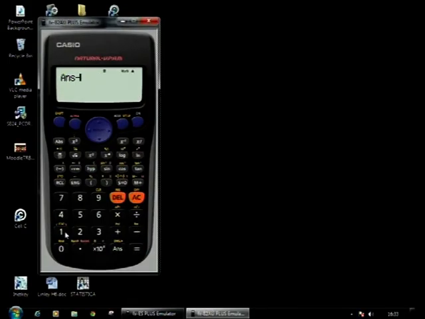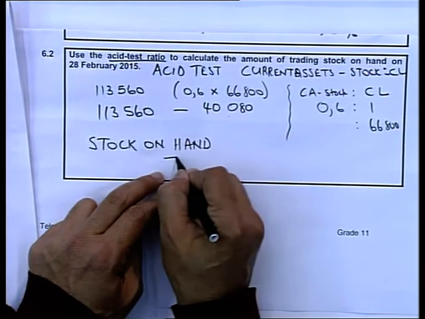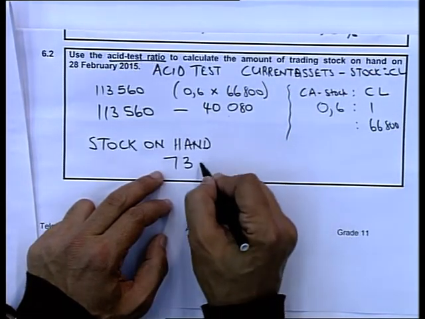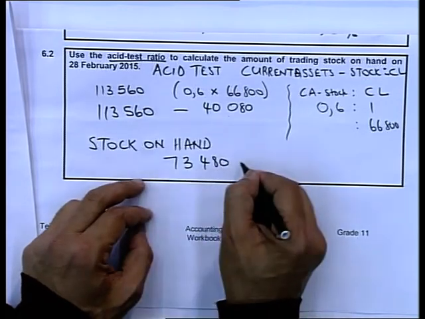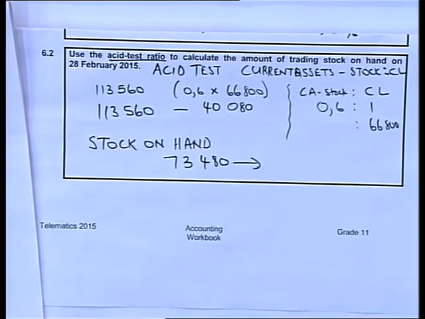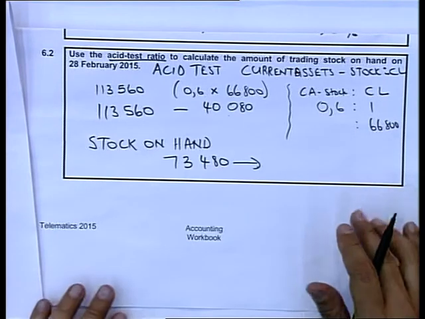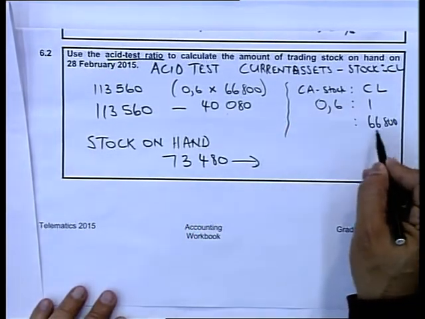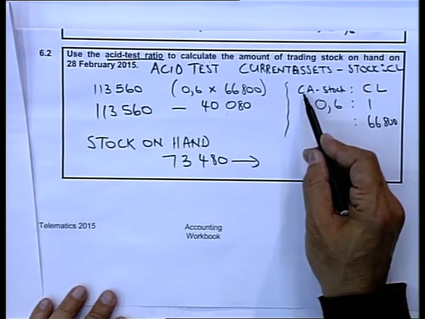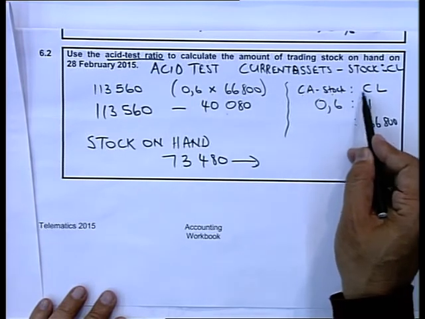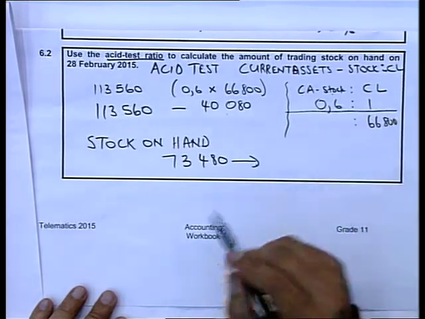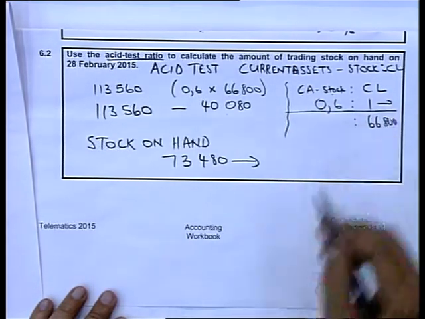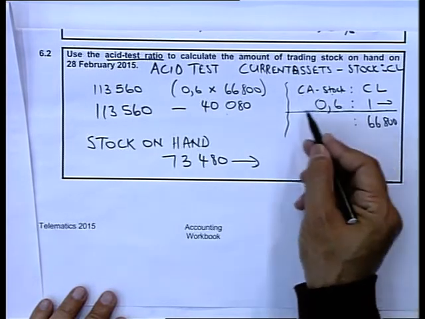We can just leave that. We just have to minus 113,560. The answer is 73,480. Right? So that would have been your stock on hand at the end of the year. We read this just a bit tricky quickly. Again, the acid test ratio says current assets minus the stock is to current liabilities. They're giving me that answer. That's what they're giving me in the financial indicators.